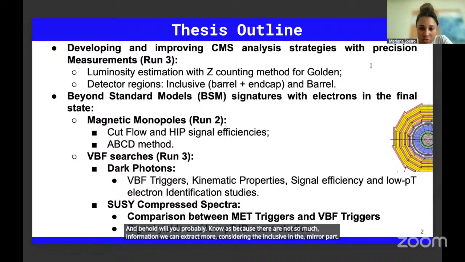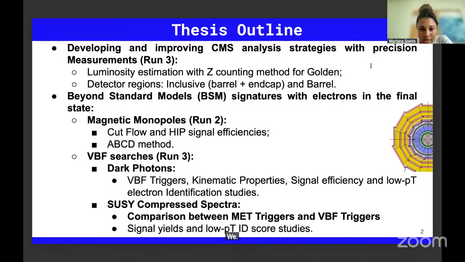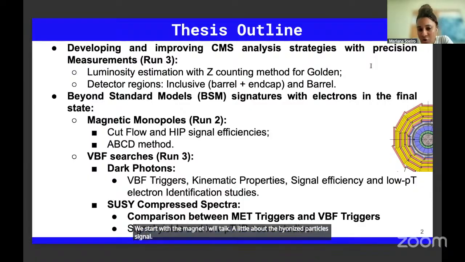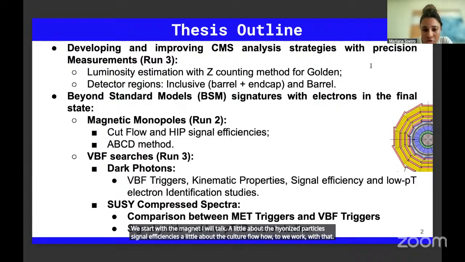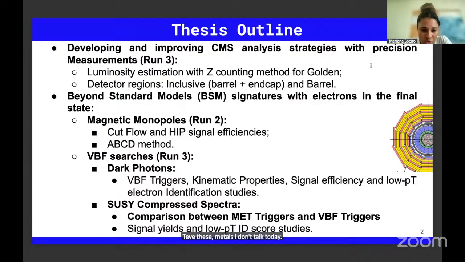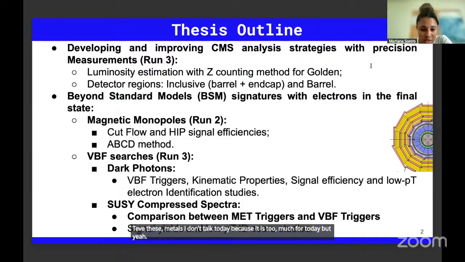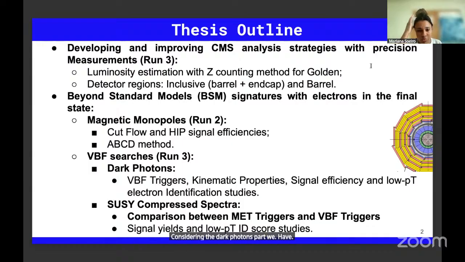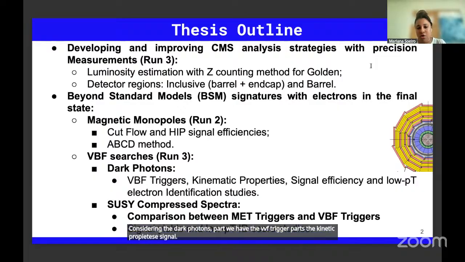Considering the BSM models, we start with the magnetic monopoles. I will talk a little about the ionized particles, signal efficiencies, a little about the cut flow, and how we work with that. The ABCD methods I won't talk about today because it is too much for today. Considering the dark photons part, we have the VBF triggers part, the kinematic properties, signal efficiency, and all of the projects considering the VBF part, which is more focused on electrons with low pT.